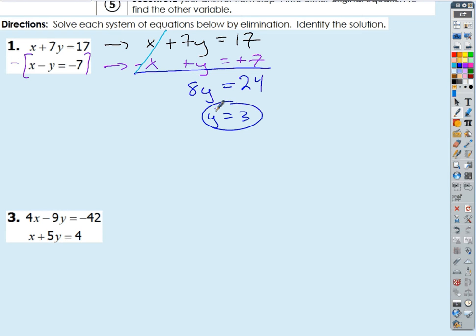So where do I go to get the x value? Plug it into any of the equations, and typically it's better to go back to the original equations because a lot of times I've multiplied by something and I've got bigger coefficients here. So go back to whichever one of the original equations is most convenient. Doesn't matter. So let's just take the bottom one. If we use the original bottom equation and plug in y equals 3, we get x minus 3 equals negative 7. So what's x? Negative 4. And so we end up with the solution negative 4, 3.